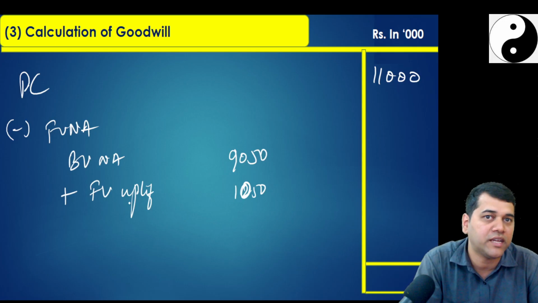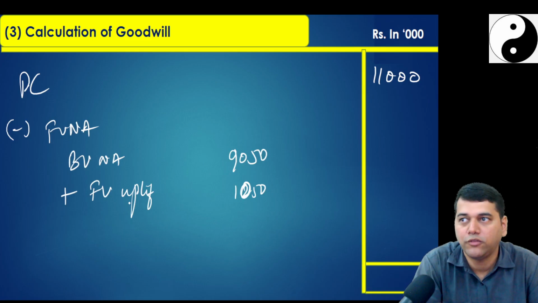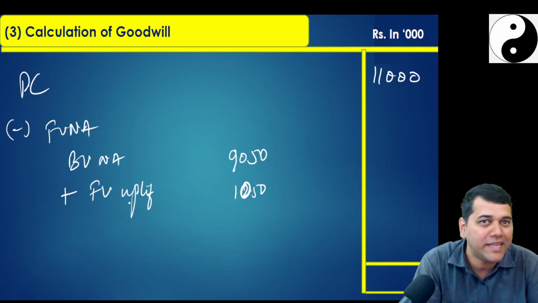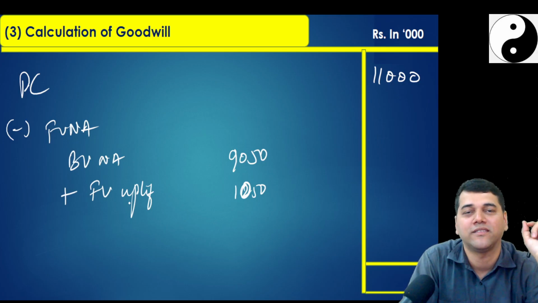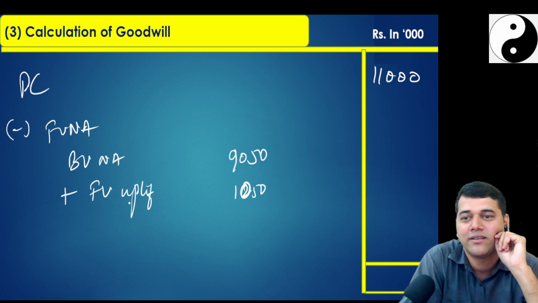Do you have any deferred tax? Have they told you the tax rate? No, so not there. A twist may come in the examination with the tax rate noted somewhere. Same question, 30% is the tax rate. You are left with no choice. You have to calculate deferred tax on that.